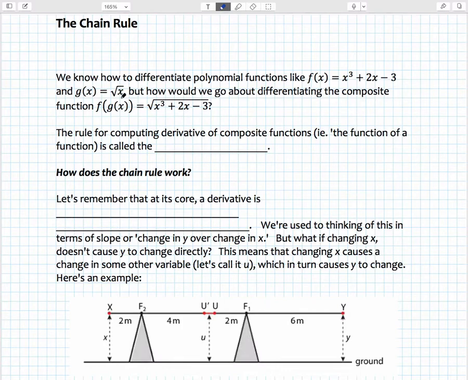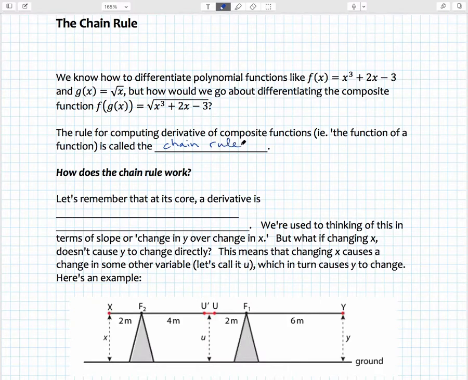But how would you go about differentiating the composite of the two? f of g of x equals the square root of x cubed plus 2x minus 3. I mean, you can do each individual bit, but what if you compose them together? So we've got a rule for this, called the rule for computing the derivative of composite functions, like a function inside of a function. It is called the chain rule.